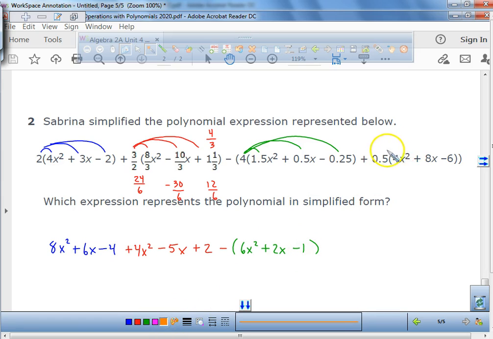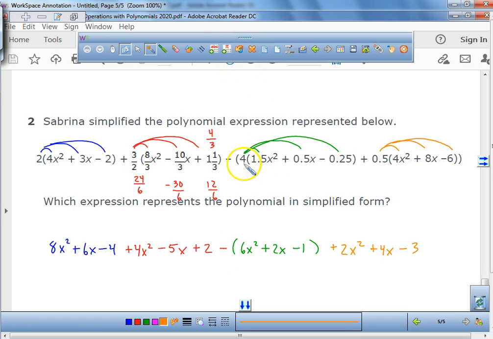And last but not least, we're going to multiply a half times each of these guys. What's half of 4? 2. What's half of 8? Okay. What's half of negative 6? There we go. So what's the only thing that made this one difficult? You guys see right here where we had a 4 that we had to multiply before we had to subtract.